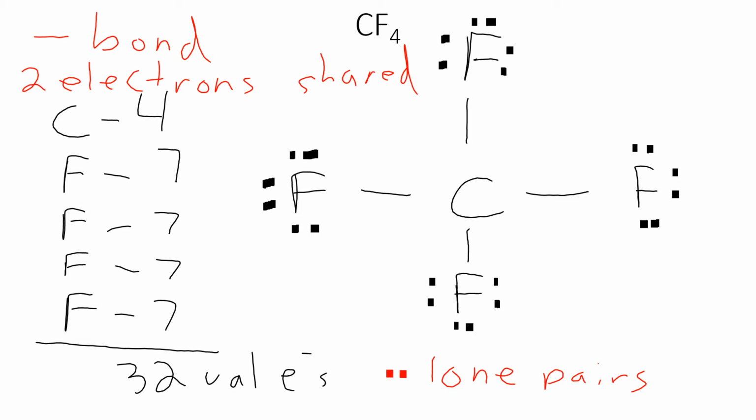So let's see if we have 32 electrons in here. Let's kind of count them out. I'll show my counting with the highlighter here. So let's count up our 32 electrons.